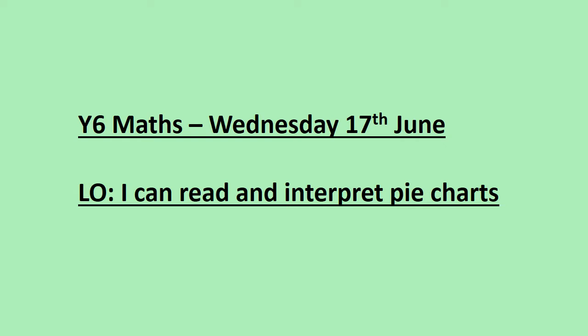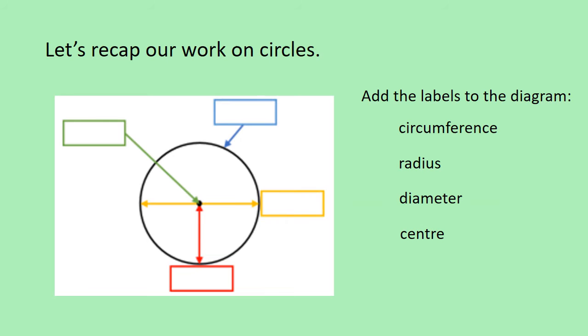This is Year 6 Maths for Wednesday the 17th of June, and the learning objective is I can read and interpret pie charts. So before we start our work on pie charts, we're going to recap some of the work that we've done on circles. Look at the labels on the right: circumference, radius, diameter and centre, and pause the video and have a try at thinking about where you'd put those labels on the diagram.